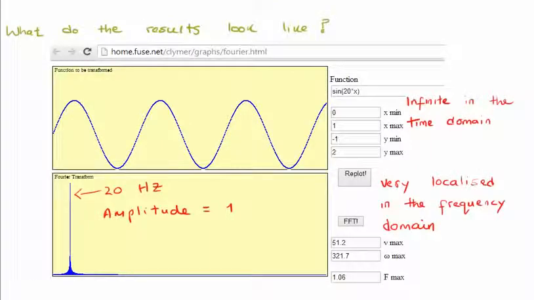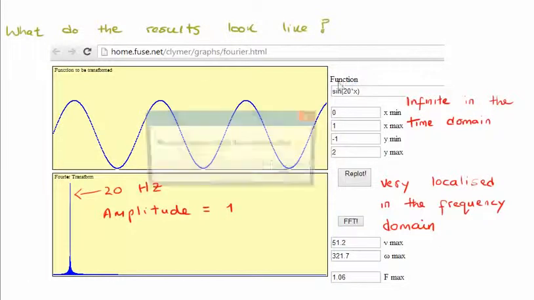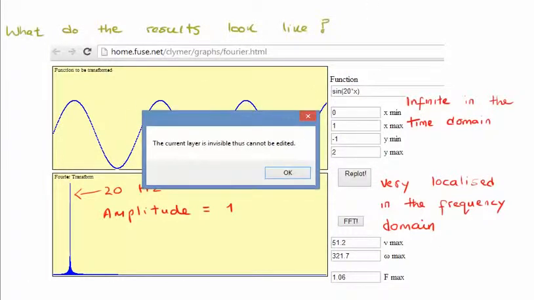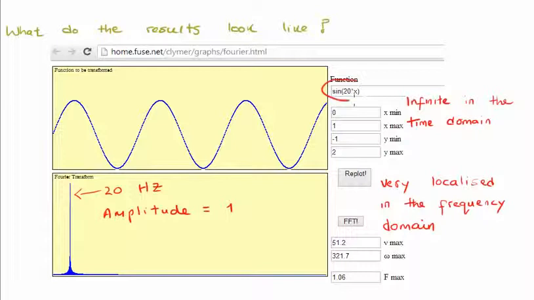Next, I'd like to show you some Fourier transforms. If my input function is a single sinusoid of frequency 20, the Fourier transform will give me a single peak or a delta function at the frequency of 20 in the Fourier domain. So it will show me the single frequency that was in the input function.